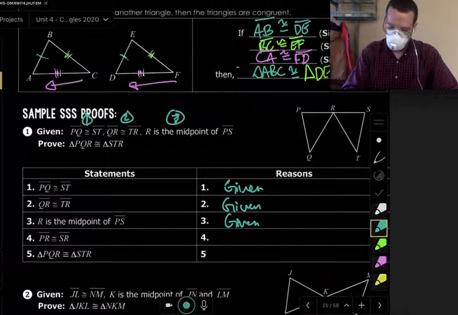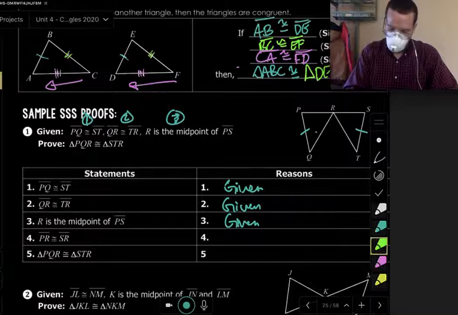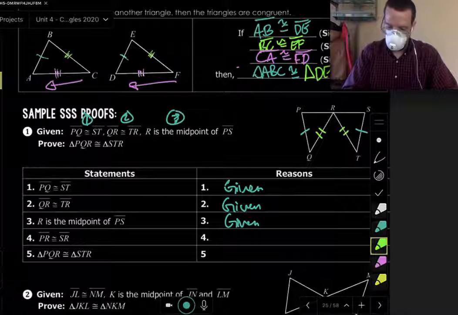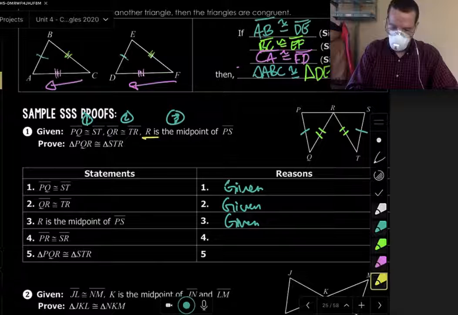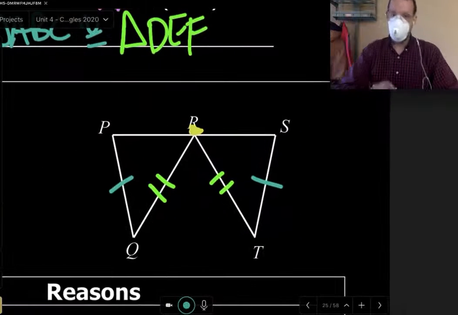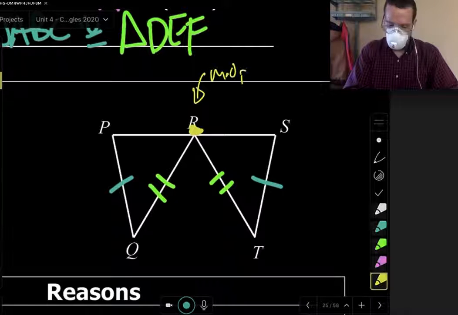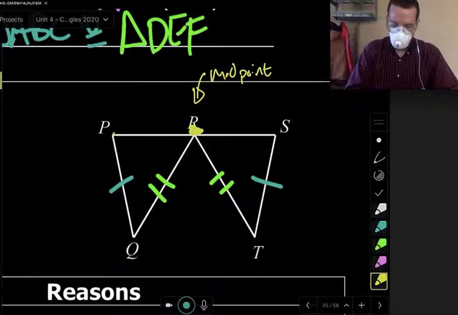PQ is congruent to ST, 1. QR is congruent to TR, 2. So I need one more side. And then finally we're told that R is the midpoint. And so I'm looking at this figure now. What is special about R being the midpoint? What does a midpoint do to an entire segment?